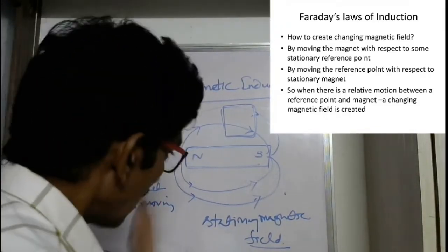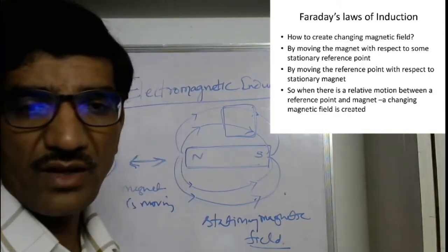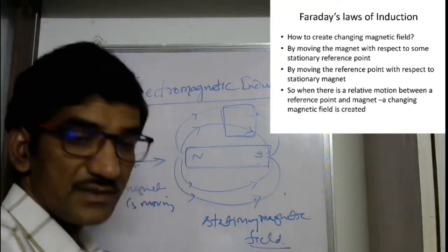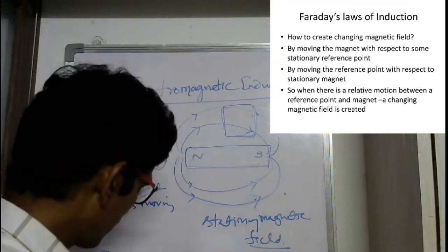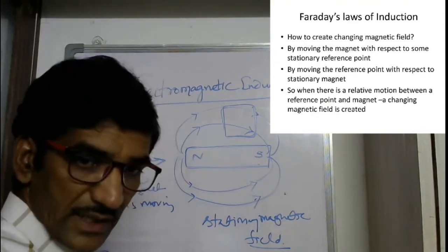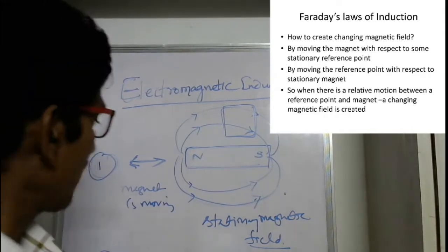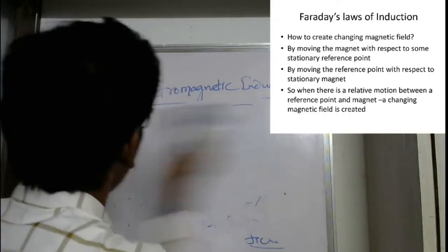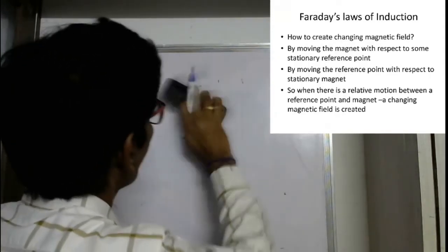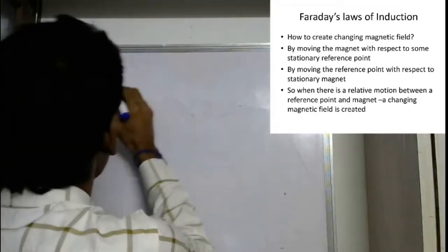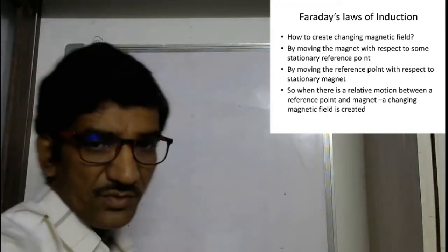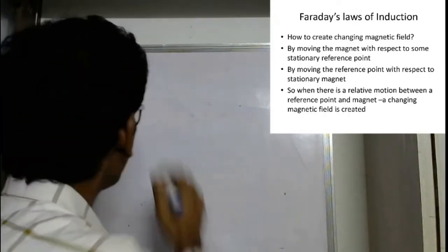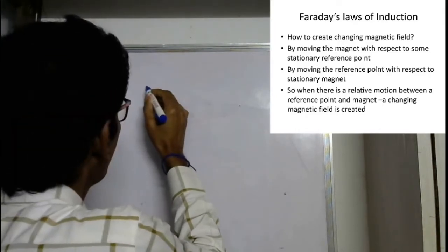What is the other way of getting the variable, time varying magnetic field? You may select an electromagnet. I will write here: next, you may consider an electromagnet.